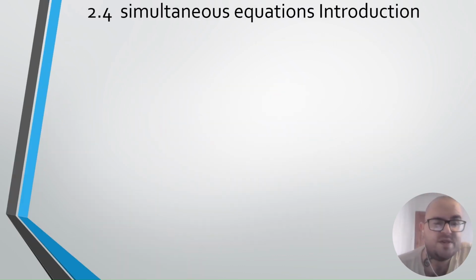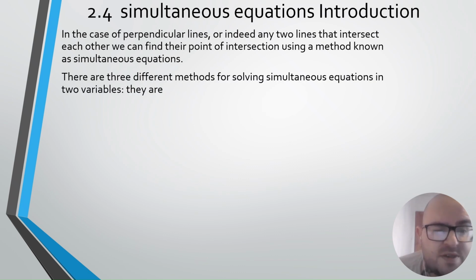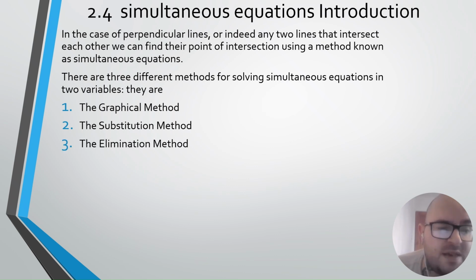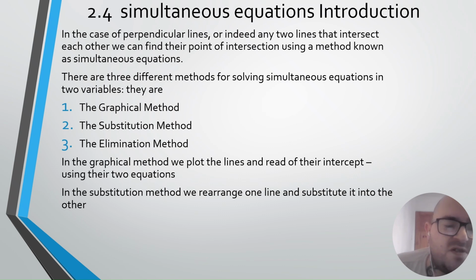Simultaneous equations. So we have a wee introduction here to simultaneous equations. In the case of perpendicular lines, or any two lines that intersect, we can find the point of intersection using a method known as simultaneous equations. There are 3 different methods. So we have the graphical method, the substitution method, and the elimination method. And we'll have a wee look at an example of each of these 3 methods.